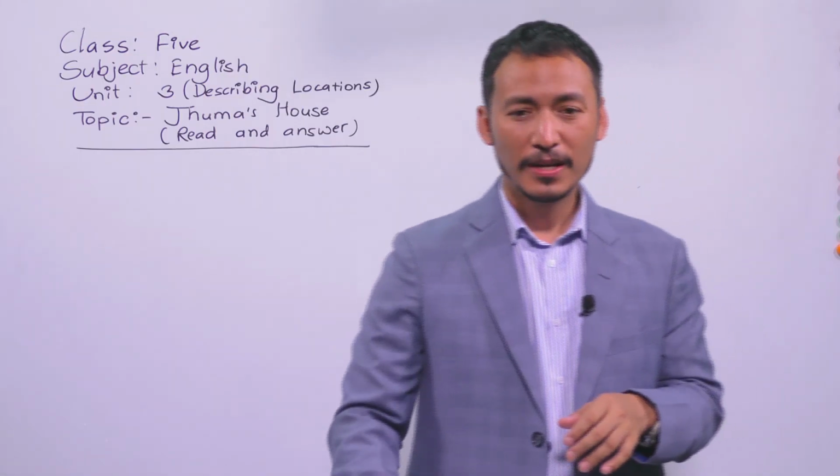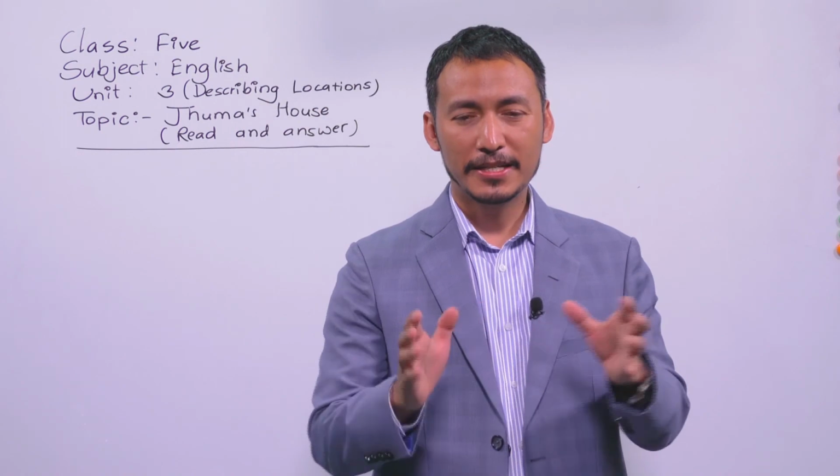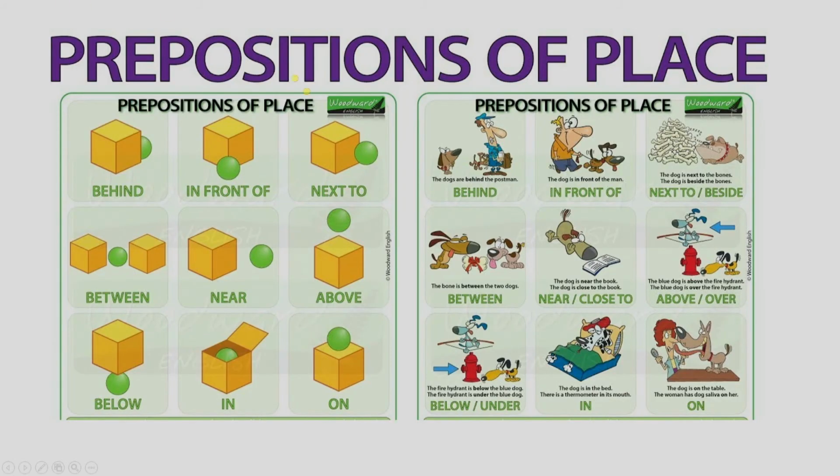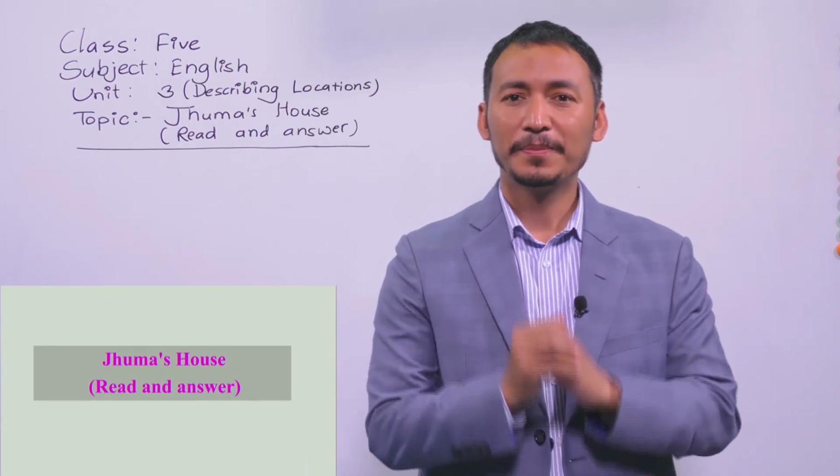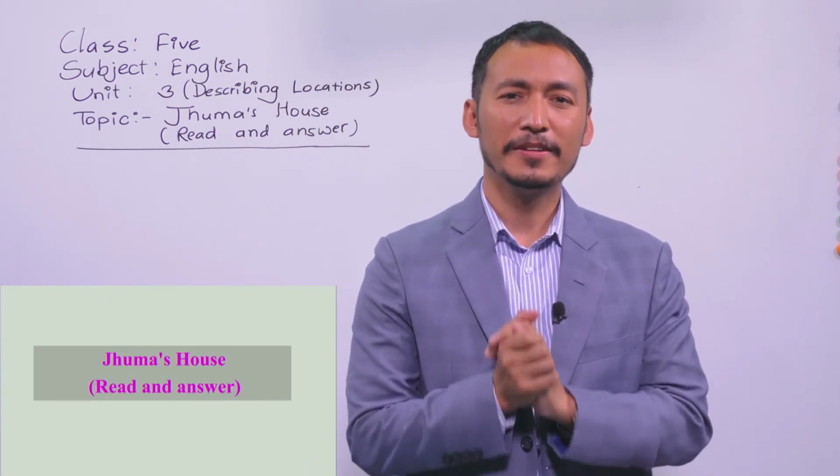Okay, so let's see it quickly here again. You can see here what is behind. Behind is back. You can see in front of, next to, and between, near, above, below, in, on. Okay, these are the concepts you are going to learn here. All right, students, now let's move to the story that we are going to read.